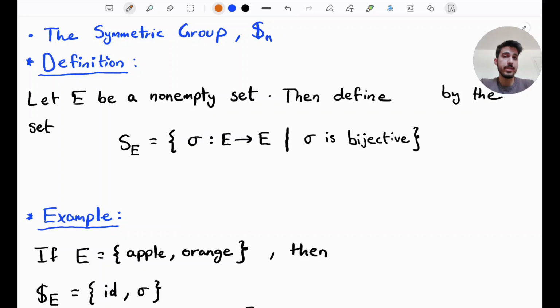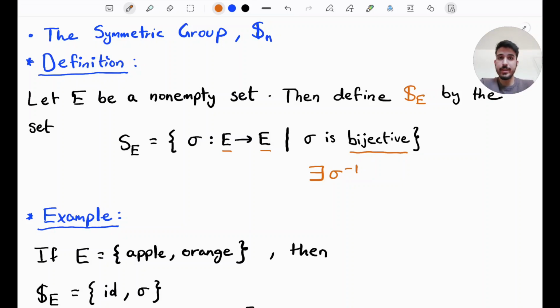Let E be a non-empty set, so a set that contains at least one element. We define the set SE by the list of all the permutations that are possible. So a permutation sigma that takes an element from E and sends it to E. So E to E, and sigma is bijective. That means sigma is invertible. There exists an inverse operation that sends it back to where it was before sigma.